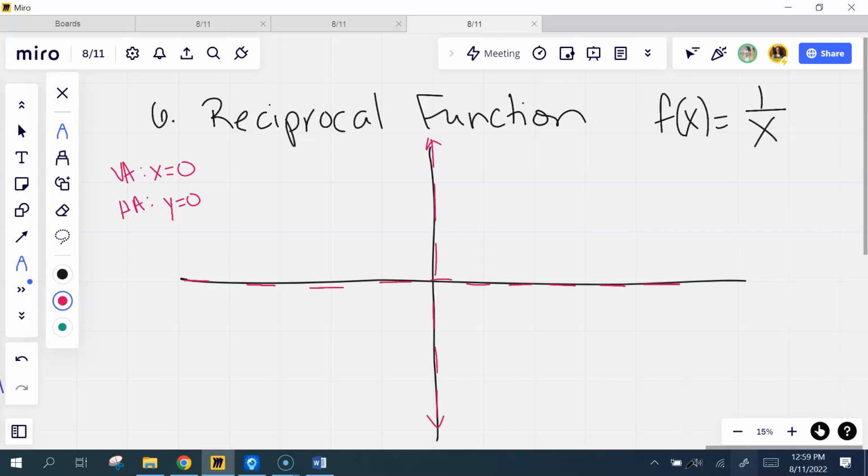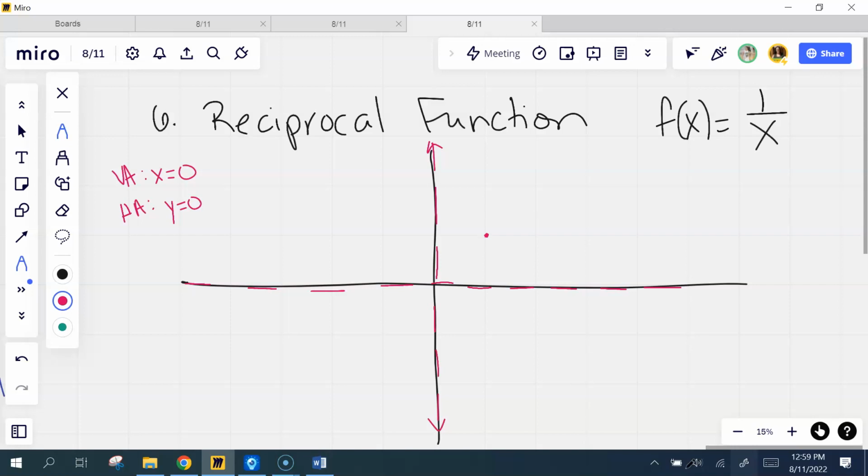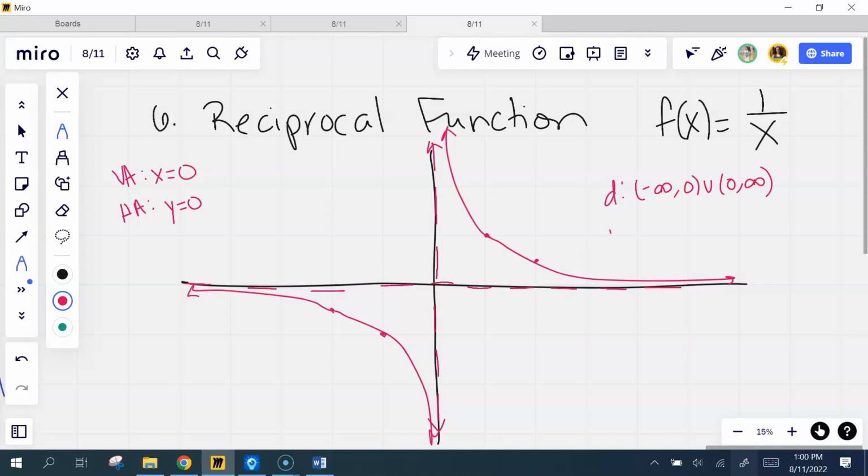This one looks like wings. One, one, two, a half, it does this. Here. And here. How about the domain? Negative infinity to 0, 0 to infinity. Absolutely. How about the range? That horizontal asymptote.